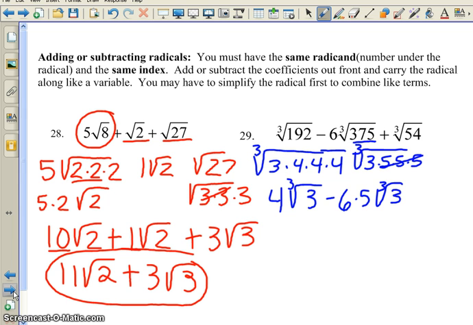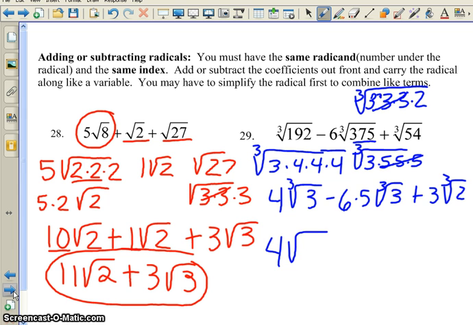And then the last one, 54, if I break that down, it would be 3 times 3 times 3 times 2. So I'm going to write that above. I would have the cubed root of 3 times 3 times 3 times 2, or bringing that out, I would have plus 3 times the third root of 2. So simplifying, I'd get 4 times the third root of 3 minus 30 times the third root of 3 plus 3 times the third root of 2.